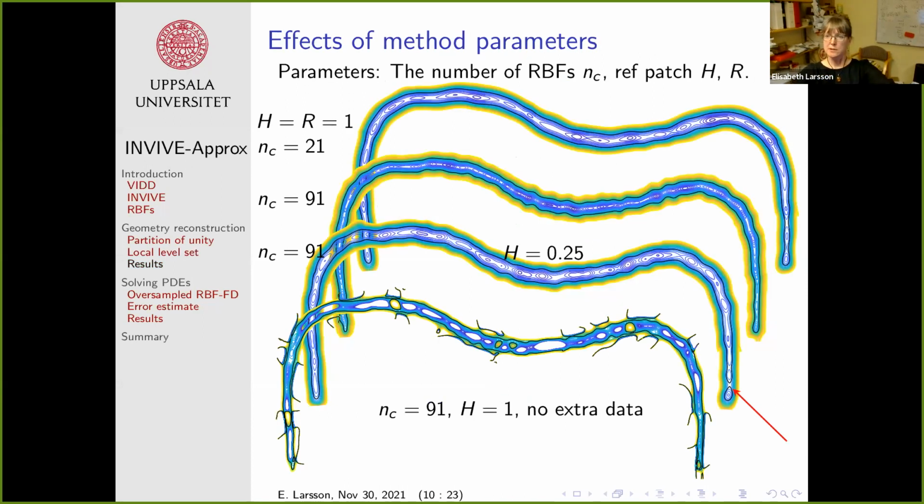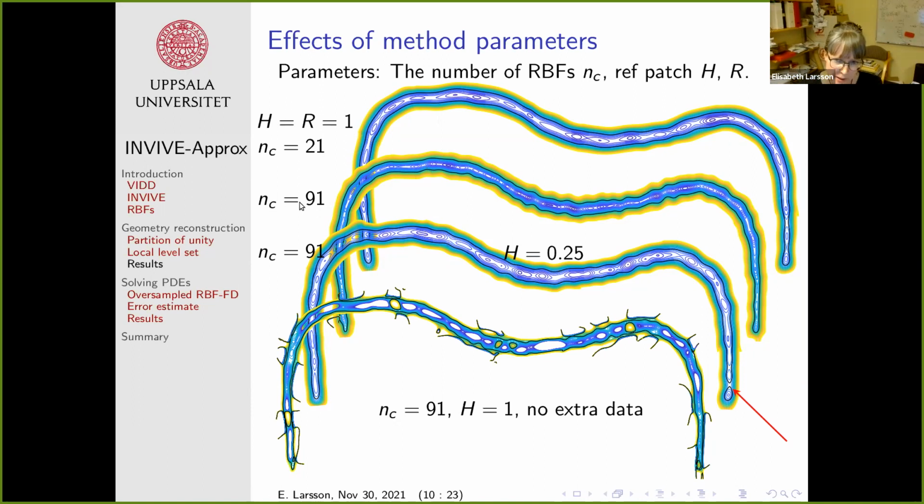So then is the question, okay, how does it work? And what happens when we change different parameters? So the top one here, this is a 2D approximation because it's easier to illustrate. We see that it looks relatively nice. It's connected and it's relatively smooth. We have 21 basis functions in each patch, and the height of the reference cylinder is 1 and the radius is 1. So it's slightly rectangular.